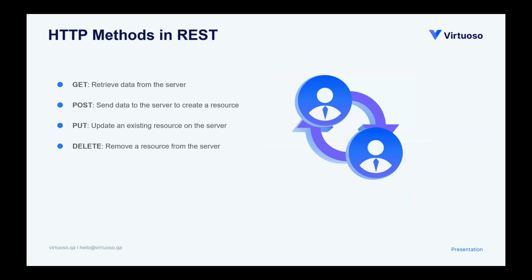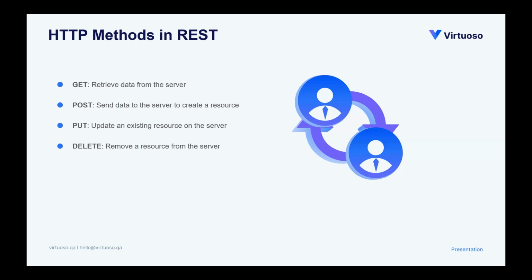Then talking about REST, these are the most widely used methods in a REST API: get, post, put, and delete. So get, as the name suggests, is used to retrieve some information from the server. It's not sending any information; it is just receiving information by sending a particular request. So get is used for receiving a response from a server. Then we have post, which basically sends data to the server and creates a resource in the backend.